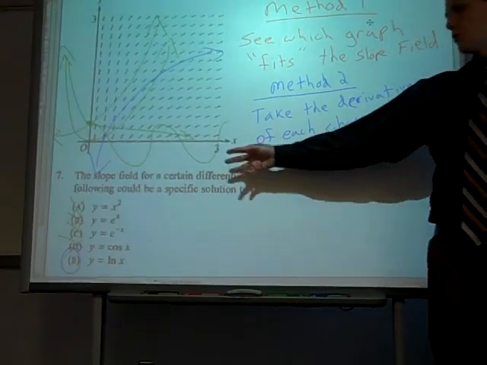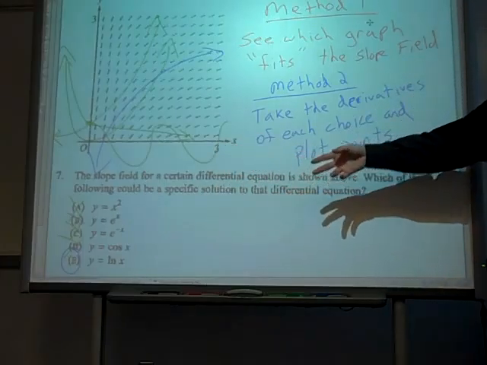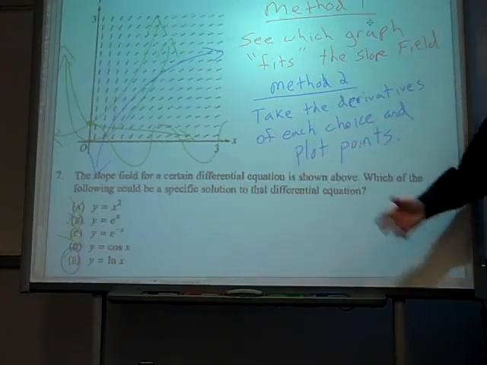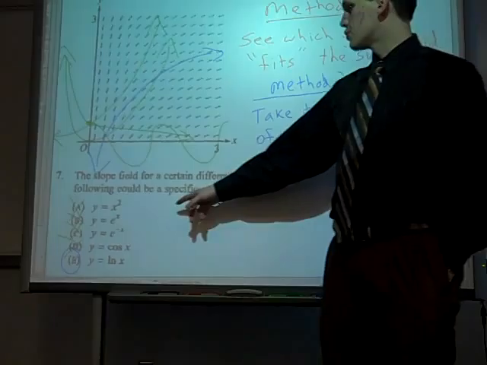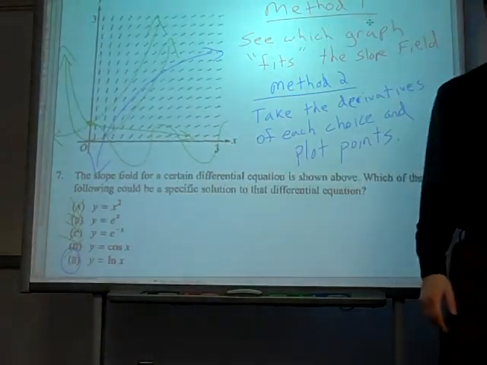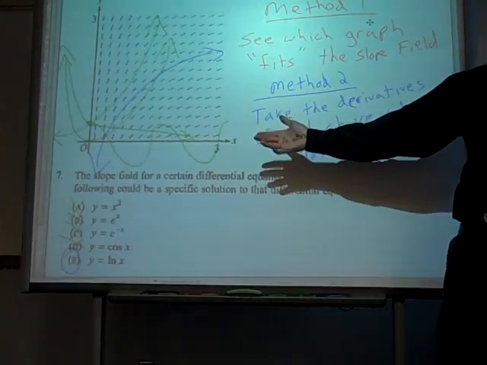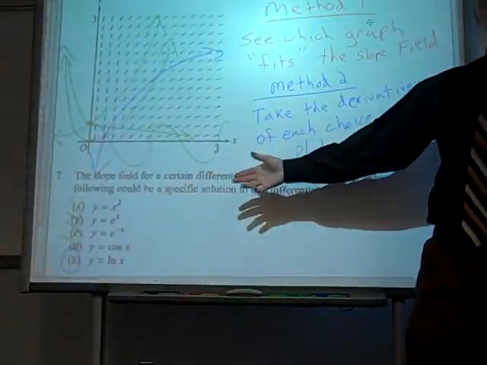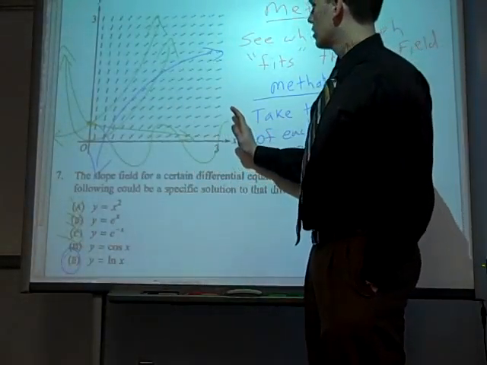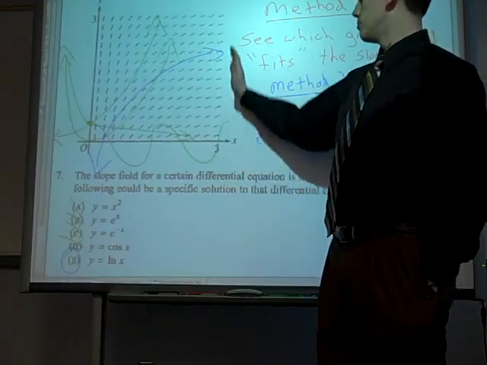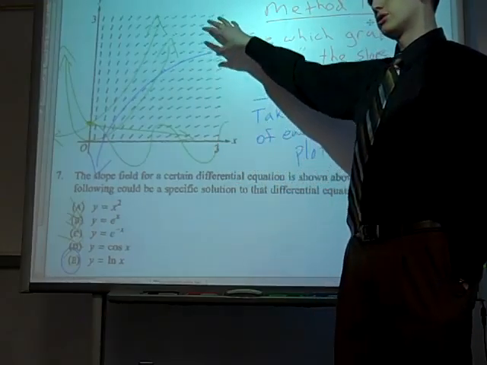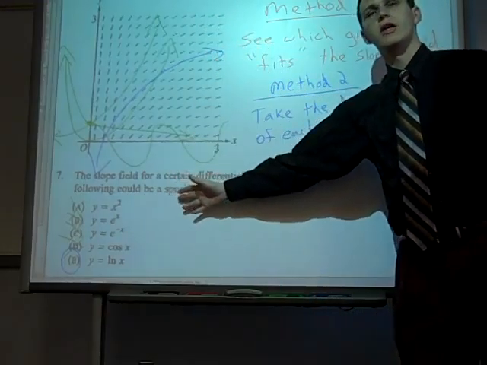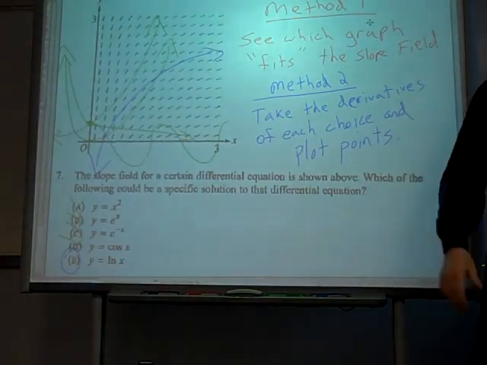So maybe if you can narrow it down to 2 choices, you take the derivatives of the 2 and plot points. So for example, the derivative of x squared is 2x. So when x is like 100, dy/dx would be 200. So as x is out here, a slope of 200 would be really vertical, and that's not the case because the slopes are getting more horizontal. So you know that A cannot be right with that example.